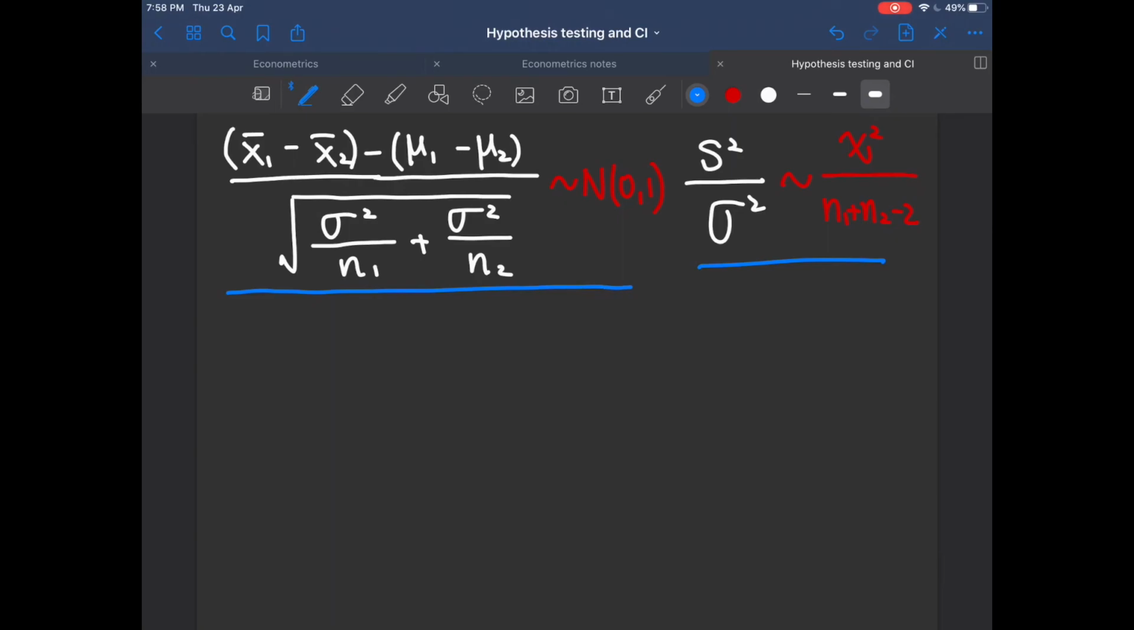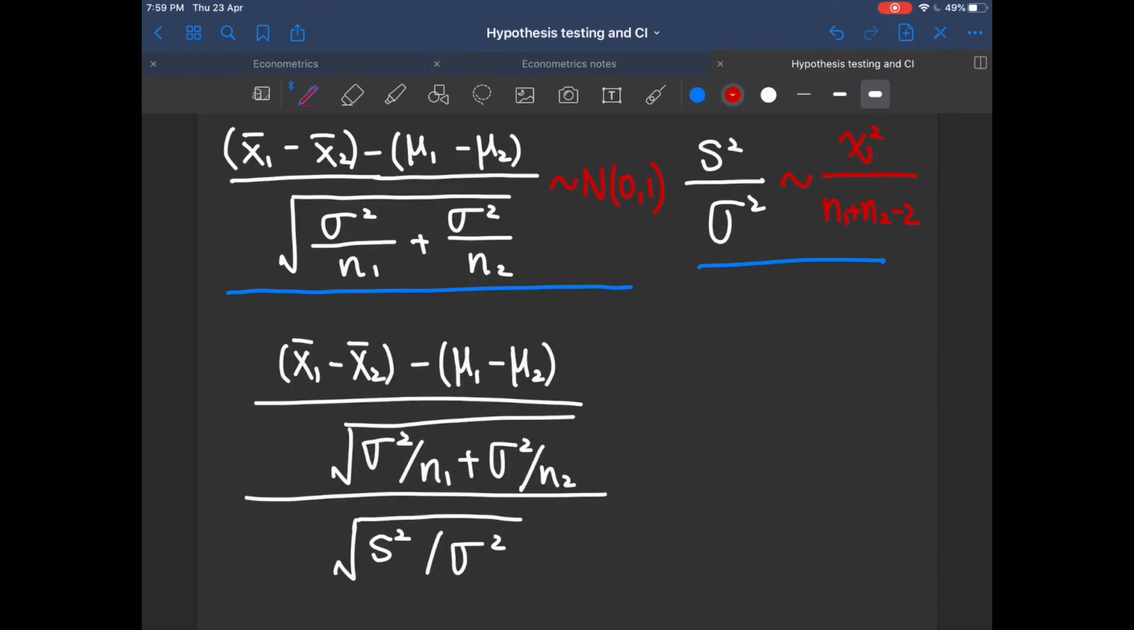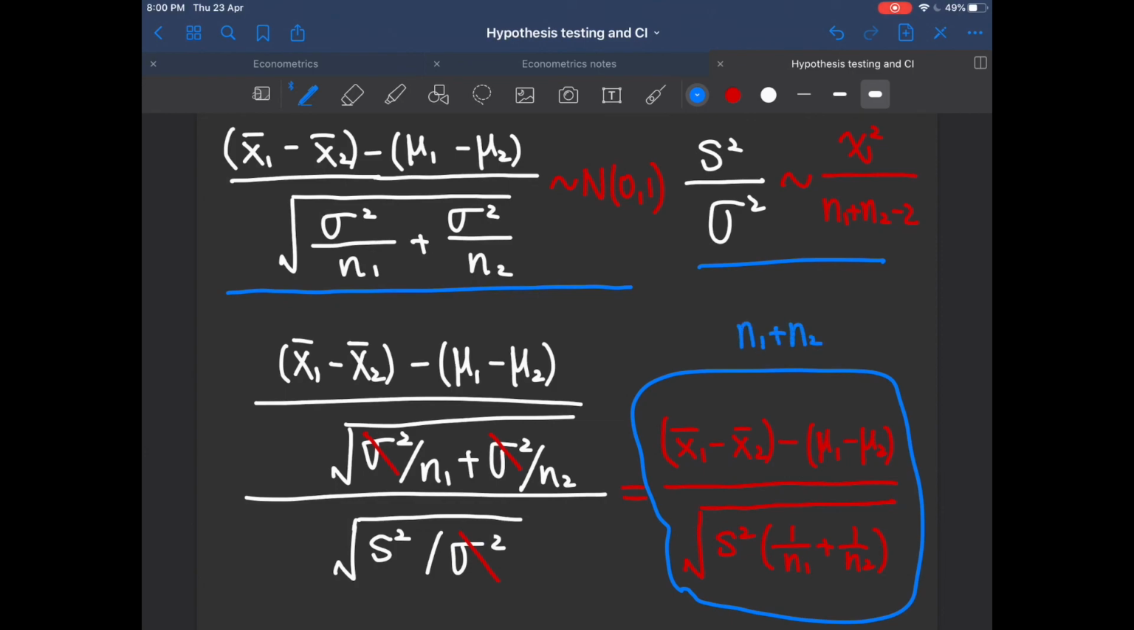Now we just need to plug in these two expressions into the t-distribution statistic. After plugging them in, you realize that we can cancel out the sigma square term. What you should have is x1 bar minus x2 bar, minus the bracket mu1 minus mu2, divided by the square root of s squared multiplied by 1 over n1 plus 1 over n2. This expression is the test statistic for a two-group comparison, and it follows a t-distribution with degree of freedom n1 plus n2 minus 2.